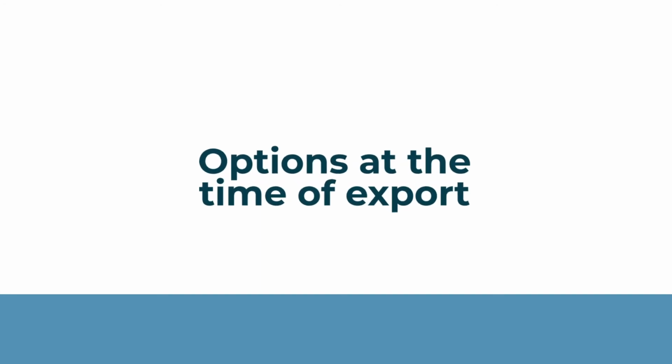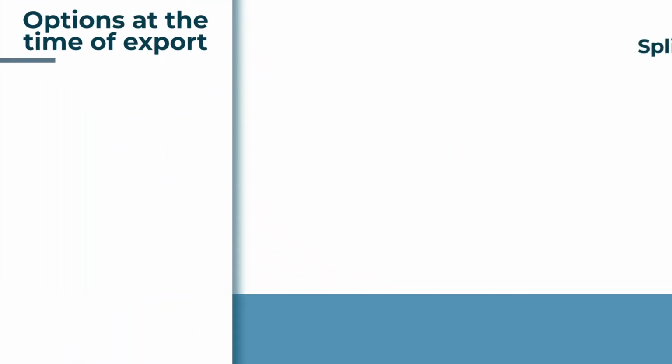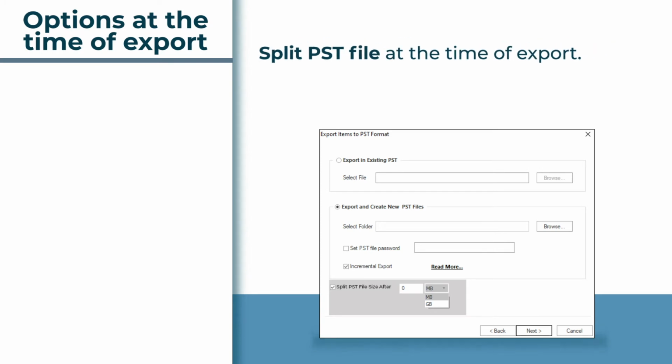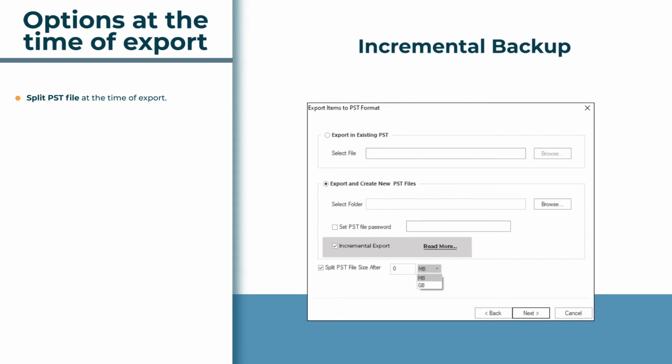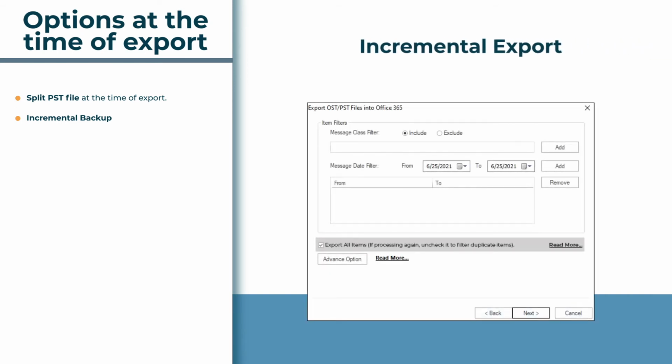The software also provides several options at the time of exporting the mailboxes, as you can split the resultant PST file by providing your desired file size limit at the time of export. The software also provides an option to prevent duplicate items at the time of export. While exporting in PST, use Incremental Backup to prevent duplicacy, and while exporting in Office 365 or in Live Exchange Server, use Incremental Export as Export All Items option to prevent duplicate items.